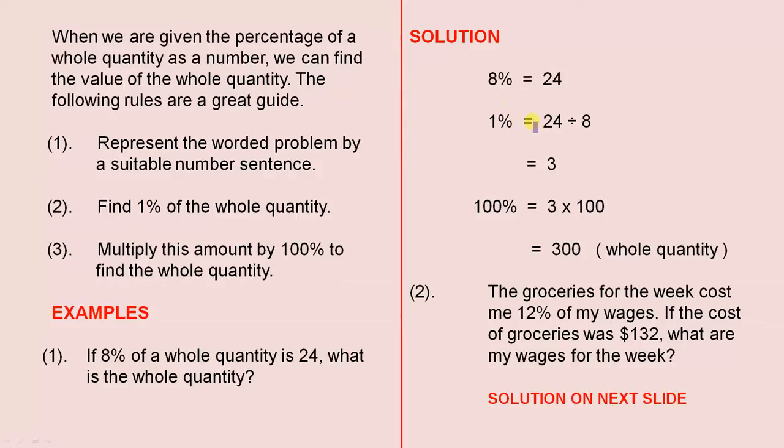Therefore 1% must be 24 divided by 8. So 1% must be 3. Therefore 100% would be 3 times 100, and that's 300. And that's the whole quantity.